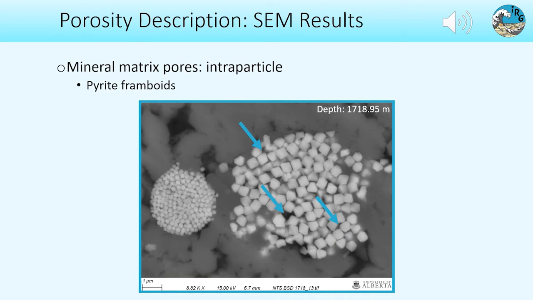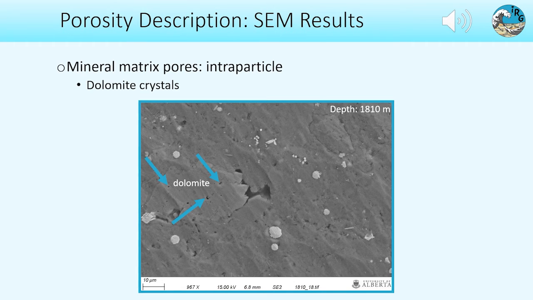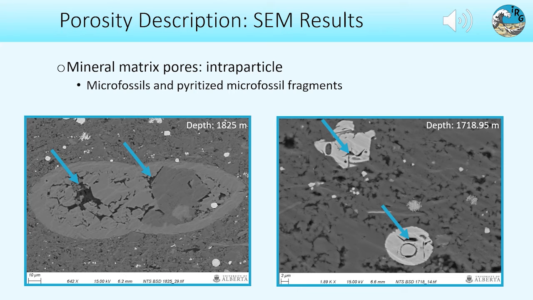A few different types of interparticle pores are present in these samples. There are interparticle pores between pyrite rhomboids. Intraparticle pores within dolomite crystals are also present. These pores were especially common in the sample from 1810 meters in the Bell Creek member of the Hare Indian Formation. These pores likely formed by dissolution caused by organic acids produced during thermal maturation of organic matter. Intraparticle pores are also present in microfossil fragments.